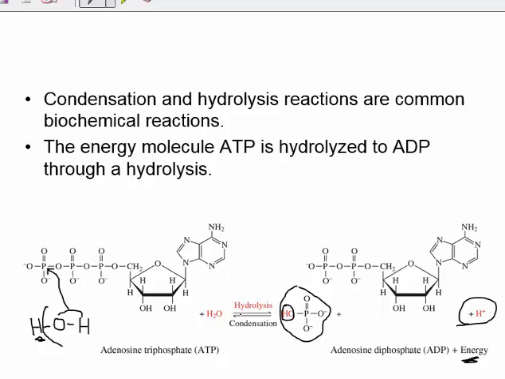Now we see here there are double arrows, which means this is a reversible reaction. And ADP will react in the presence of acid with a hydrogen phosphate molecule to reform ATP and a water molecule. So condensation is the reaction of two smaller molecules to form water and one larger molecule.